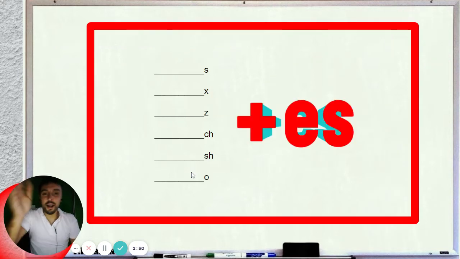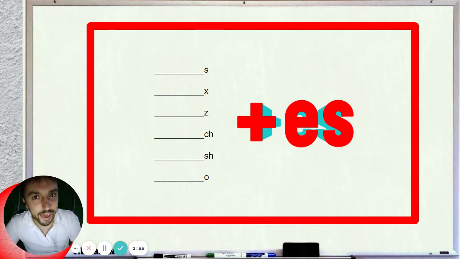Okay, and remember this. When you're adding the S, sometimes it's not S. Sometimes you add ES. When do you add ES? If the word ends in S, X, Z, CH, SH, or O, then you add ES instead.